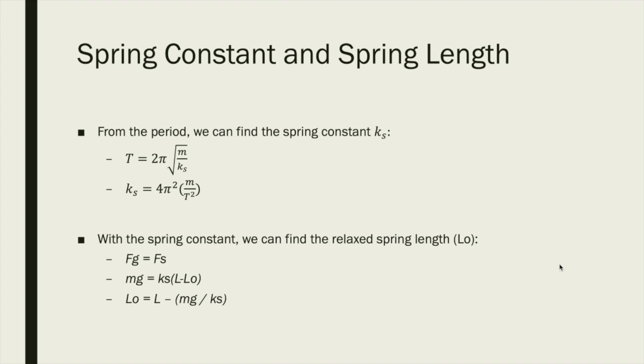To find the spring constant and spring length, we can find the spring constant from the period given. The formula: period equals 2 pi times the square root of m over spring constant. As we rearrange and solve for the spring constant, we get that expression there, which will help us solve for the spring constant given the data produced from Tracker and GlowScript. With the spring constant, we can find the relaxed spring length, L naught, which is derived from there. You see L naught equals the compressed length minus mg over the spring constant.